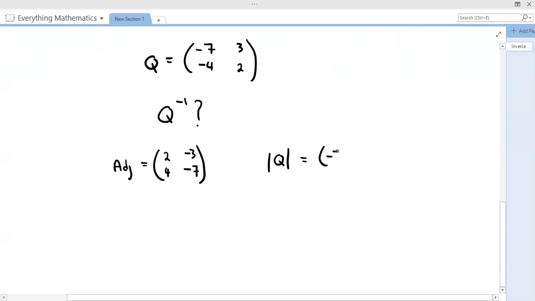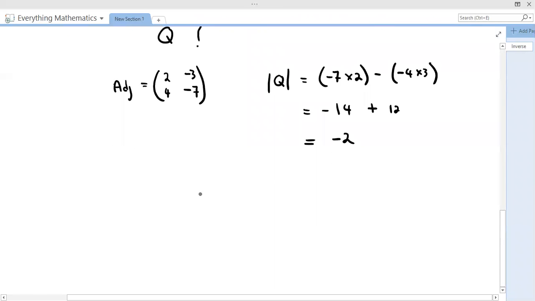The product of the leading diagonal, -7 times 2, and we take that away from the product of the minor diagonal, which in this case is -4 times 3. When we solve that, we end up with -14, and then minus -12. 4 times 3 is 12, and the negative and positive is negative. But this negative and this negative will make a positive. So in essence, we will have plus 12. Good. And when we compute this, we end up with -2 as our answer. And with that, we have everything we need.